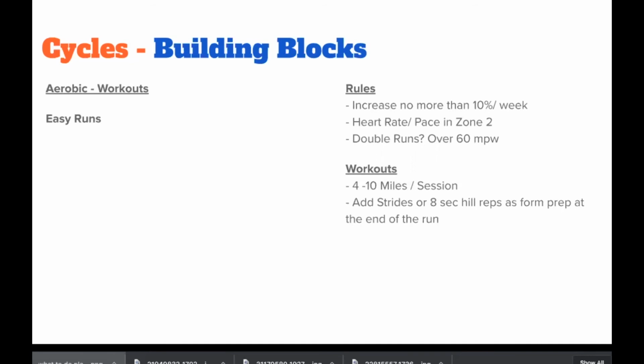So in terms of building block, this is the biggest one of pretty much any training cycle. That's just the aerobic stuff. Only note I'll make here, double runs really only make sense when you're over 60 miles per week, because otherwise going out and doing a 2-mile run and then a 4-mile run in the evening, just go out for 6, man. Unless you have to do it for work.